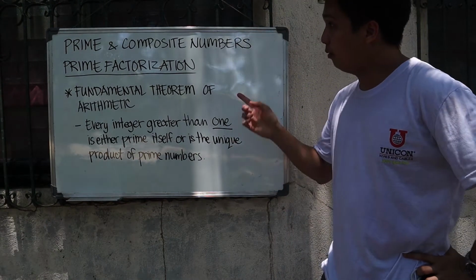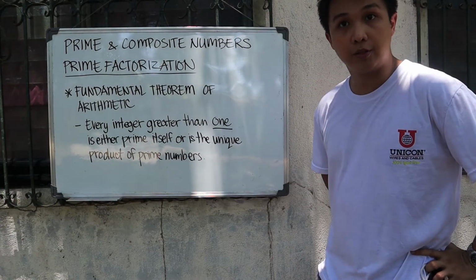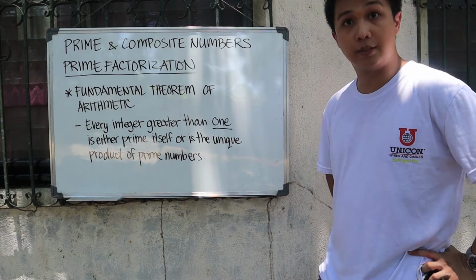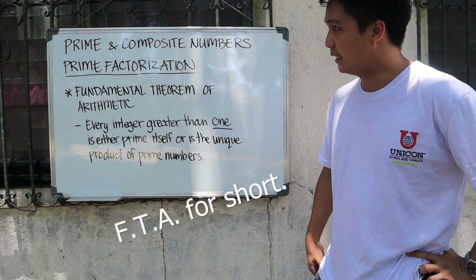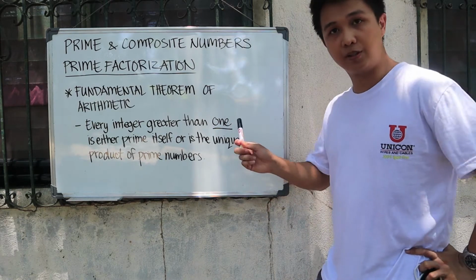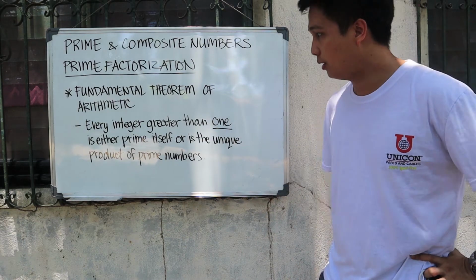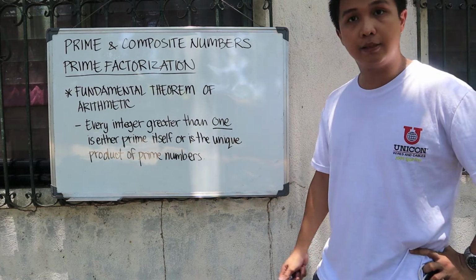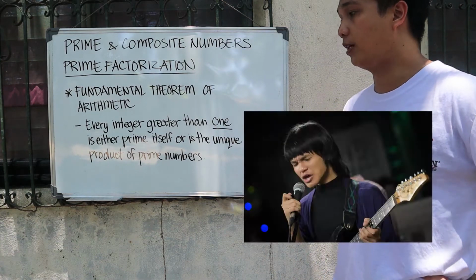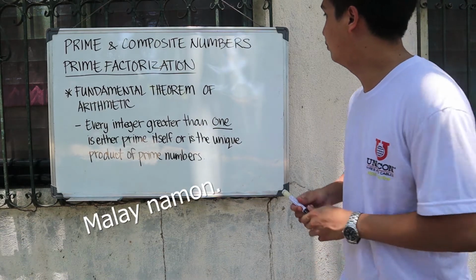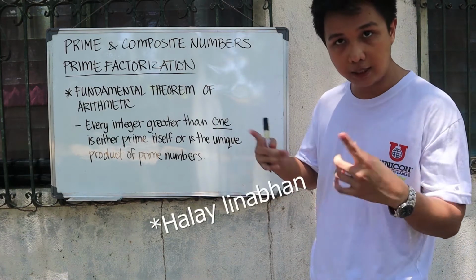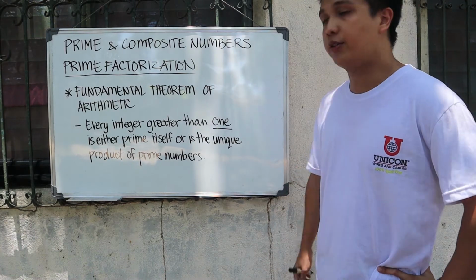Alright, so before we proceed to prime factorization, we have to first be familiar with the fundamental theorem of arithmetic. Laba lang siyang pangalan niya, pero actually very simple lang siya. Every integer greater than 1 is either prime itself or is the unique product of prime numbers. Ano meaning sina? For example, masulat ka sang isa ka integer greater than 1.